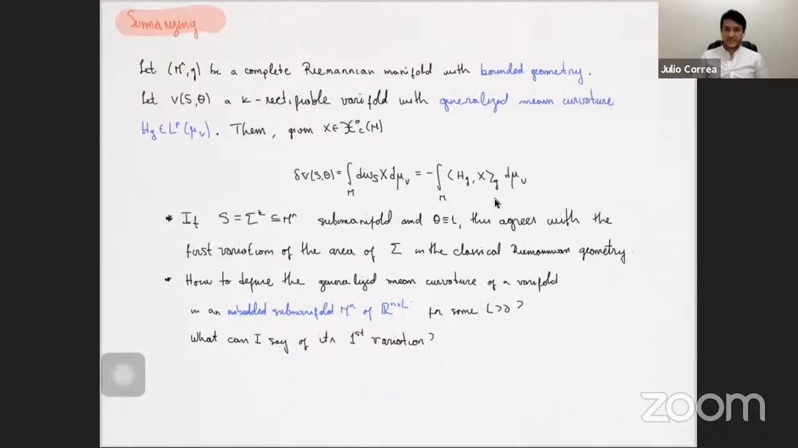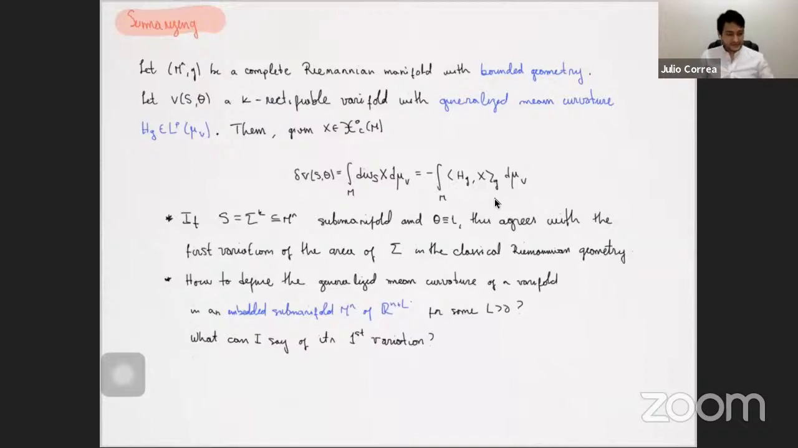So I have a few comments about it. First of all, notice that if you take S, a rectifiable set, to be a submanifold and theta, the multiplicity function, to be 1, I'm talking about the submanifold. So this formula gives me the first variation of the area in classical Riemannian geometry. So I construct some geometrical objects which are well behaved under minimization problems of the area functional, right? And this will be important per se, right?